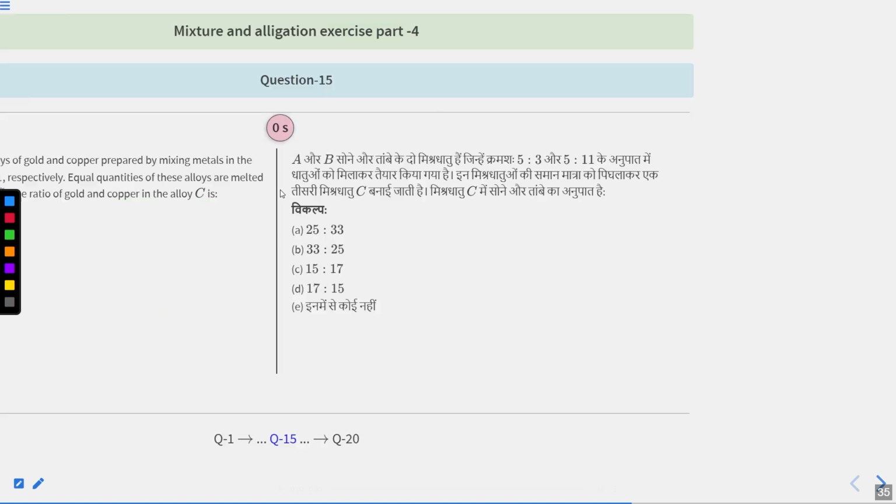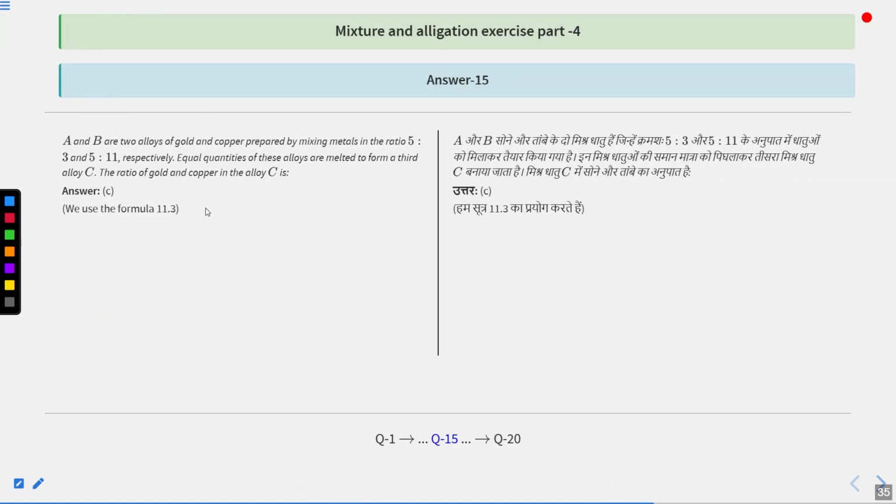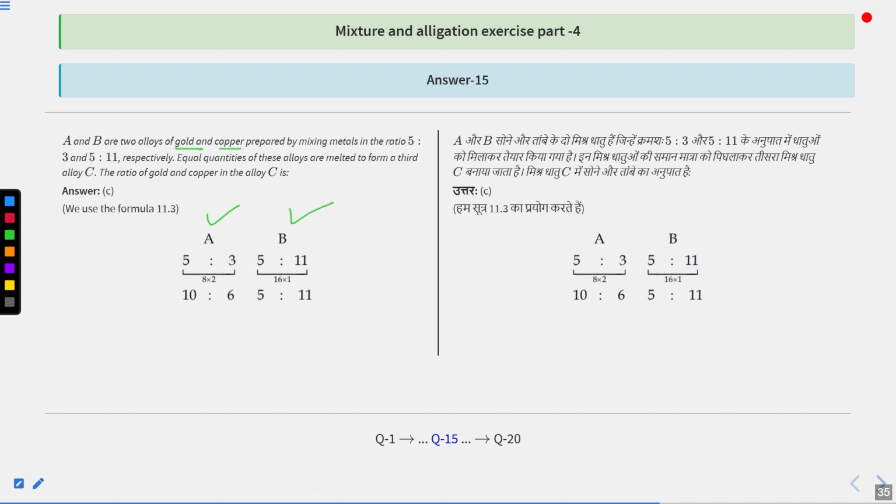Now time's up. Let's see the solution. We are using formula 11.3, which is mixture formula. So question says that in A, the ratio is 5:3. Clear? Gold and copper are in ratio 5:3. And in second, B is 5:11. Clear? Now question says that equal quantity of these alloys are melted.